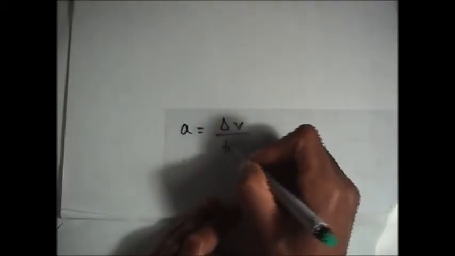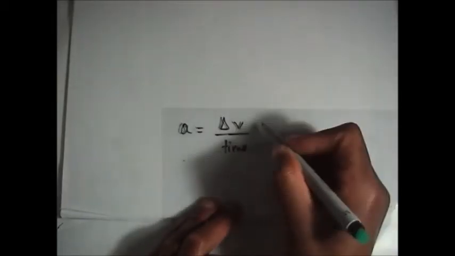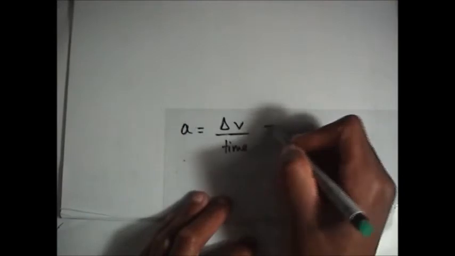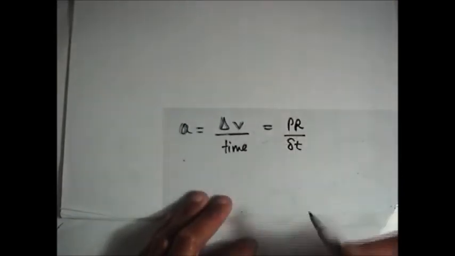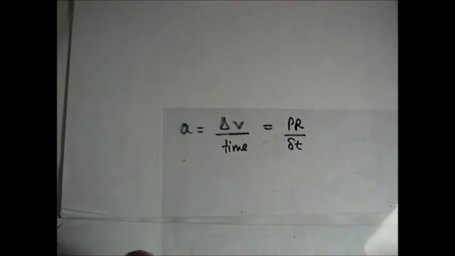We know that acceleration is equal to velocity change over time. This is equal to PR over delta t.